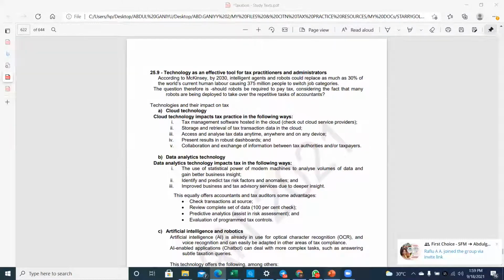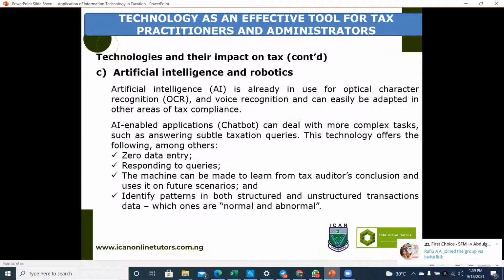And for artificial intelligence and robotics, yes, AI is already in use for optical character recognition and voice recognition and can easily be adapted in other areas of tax compliance. We have artificial intelligence enabled applications, that is chatbots. If you log into the LIRS portal, that is the Lagos State Internal Revenue Service, you have a chatbot there.